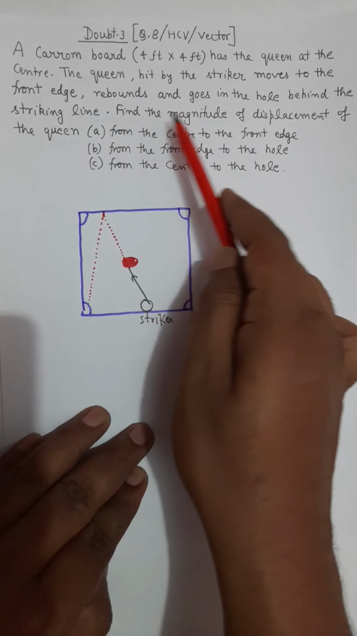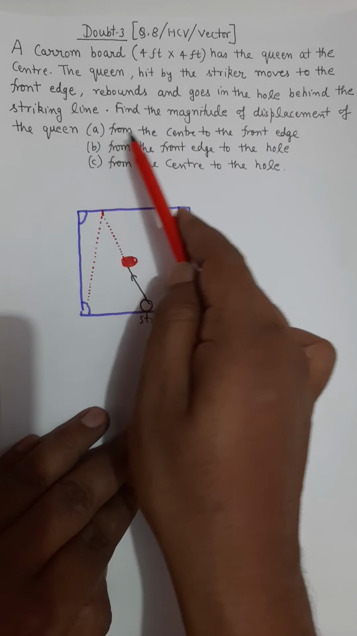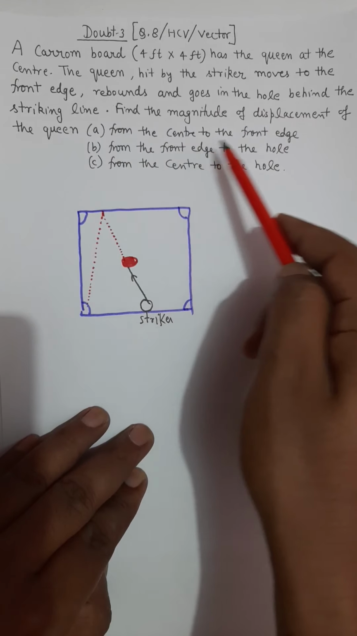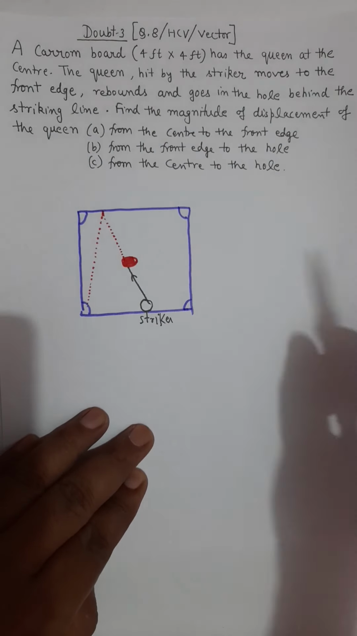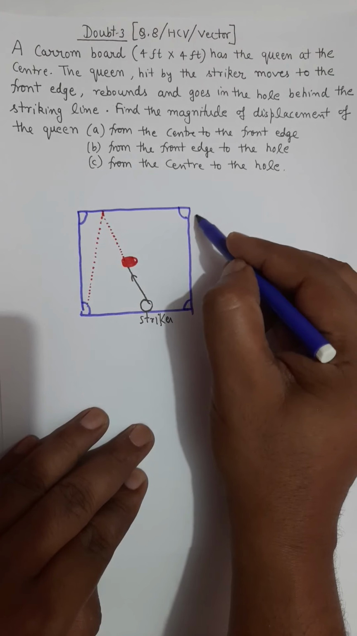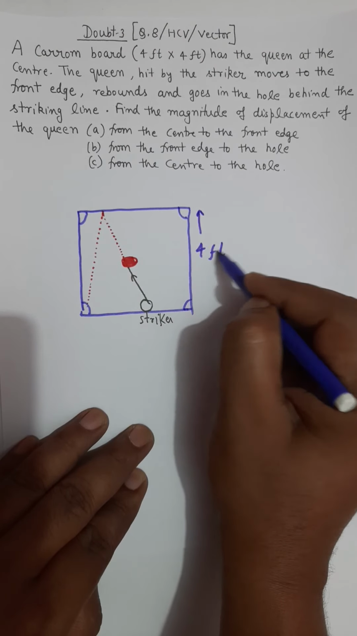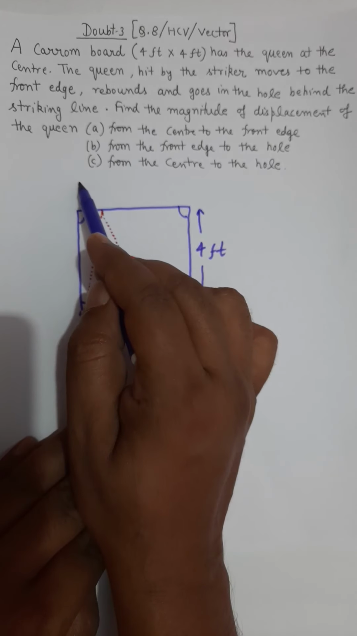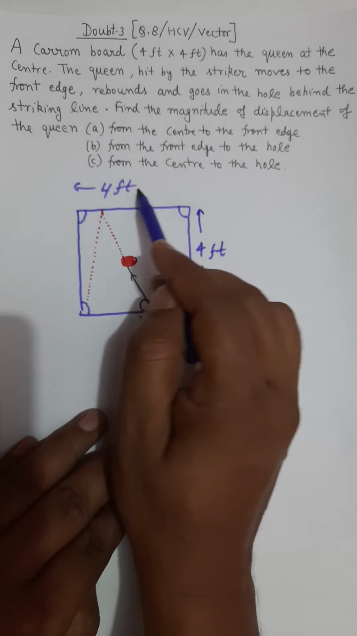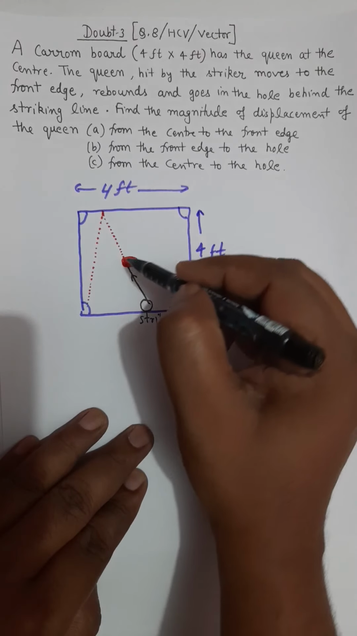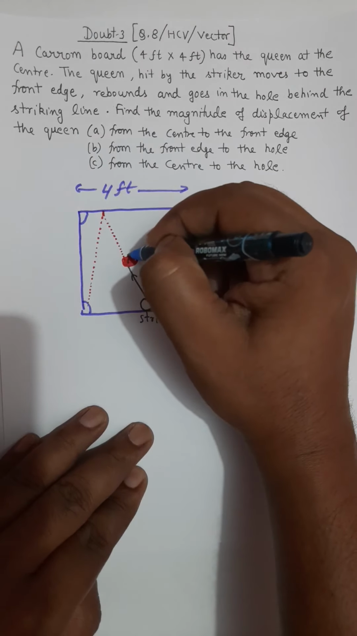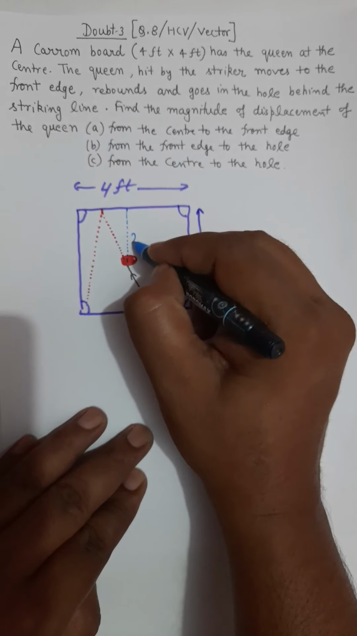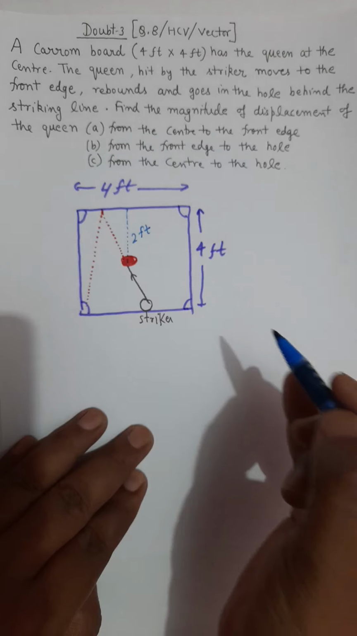Now we have to find the magnitude of displacement of the queen from the center to the front edge, from the front edge to the hole, and from the center to the hole. Dimensions of this Carom board are given to you: this dimension is 4 in the unit feet and the other is also 4. Notice that the queen is at the center point, so this distance must be 2 feet.